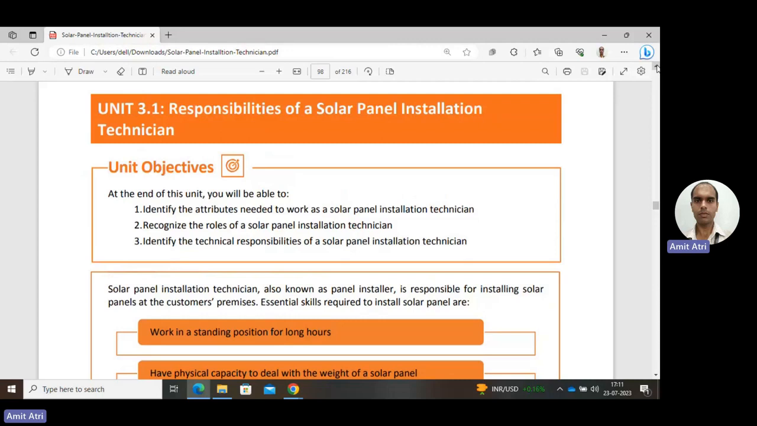Today we will study unit number 3.1, that is, responsibilities of a solar panel installation technician. The solar panel installation technician, also called a panel installer, is responsible for installing solar panels at the customer's premises. That is the area where the solar panels or the complete system is to be installed.